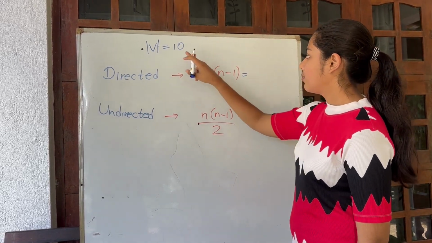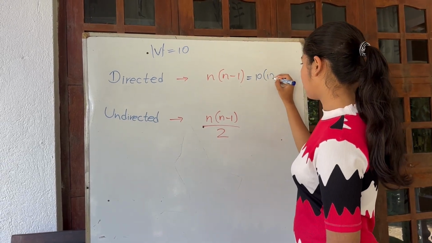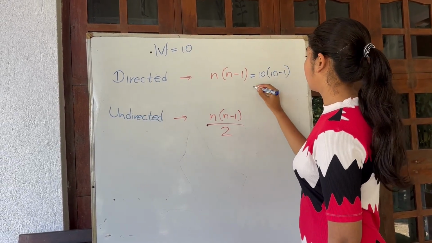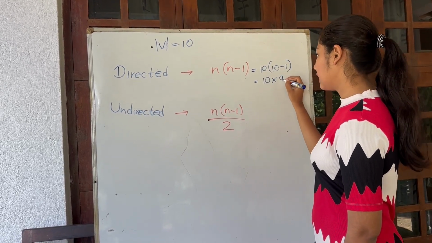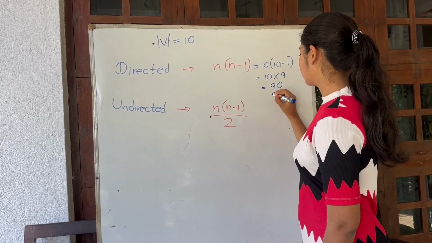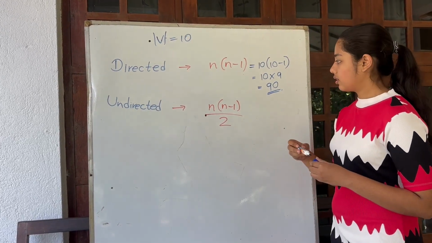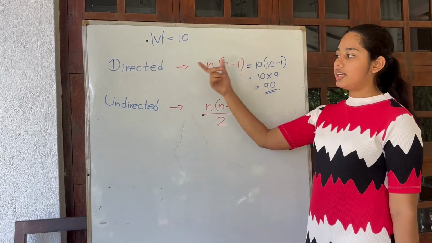So let's find the number of edges in a directed graph. Here we have 10 vertices, so 10 into 10 minus 1. Then 10 into 10 minus 1, which is 9, equals 90. This is the number of edges in a directed graph.